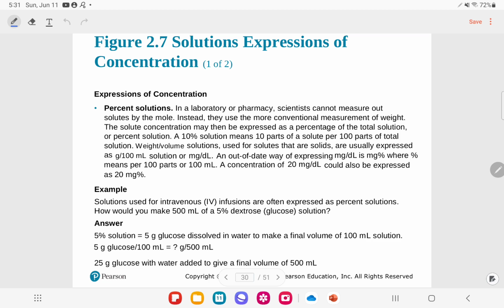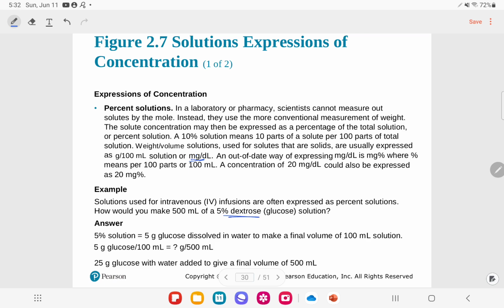But the weight volume solutions are going to be used for solutes that are solids. And these are usually expressed as grams per 100 milliliter solutions, or milligram per deciliter, as we can see right here. So we have an example right here of solutions used for intravenous infusions, and these are often expressed as percent solutions. So our question is, how would you make a 500 milliliter solution of 5% dextrose? How can we make this?